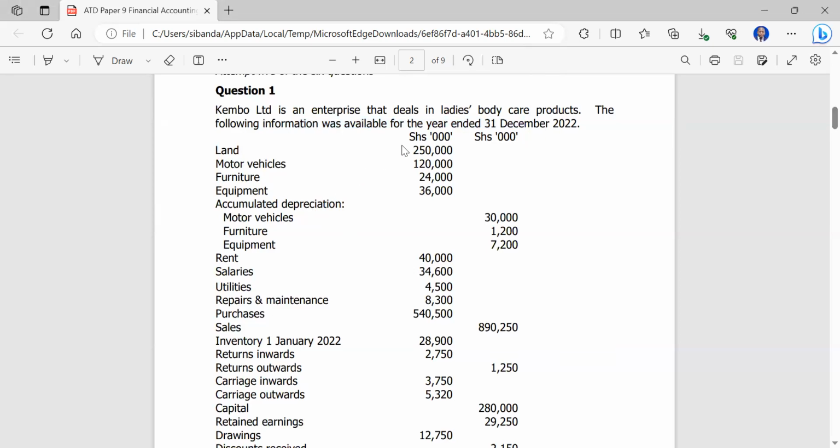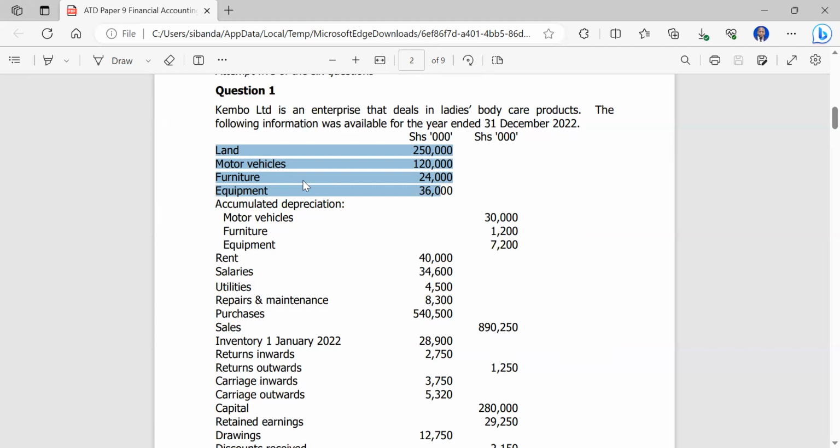Because the trial balance is basically a list of accounts. These values are coming from the ledgers, if you remember our accounting process. So what this means is that we have land of 250, then we have motor vehicle. Now, we need to understand that these are assets, and these are non-current assets, as we can see.